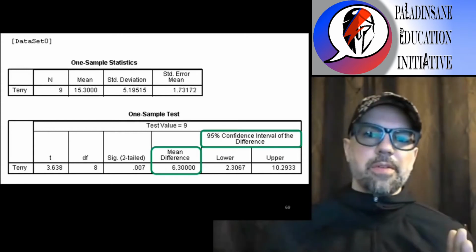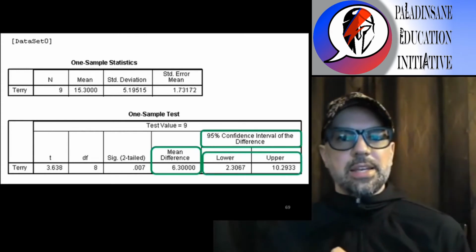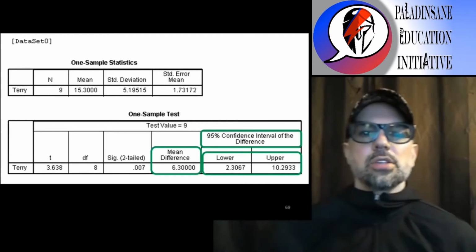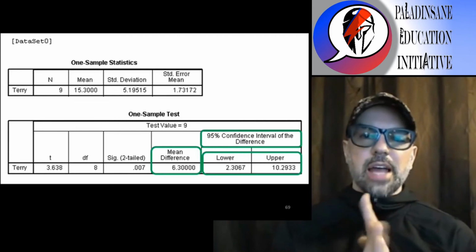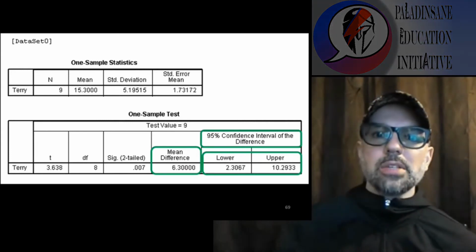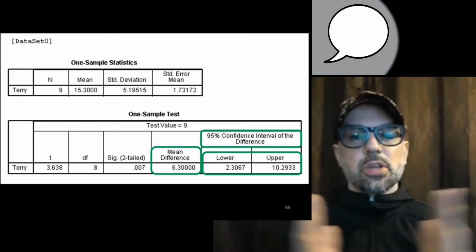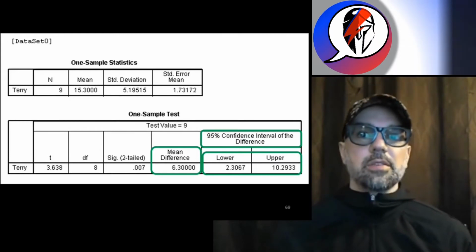So your mean difference should say 15.3. Your lower and upper values should say 11.3 and 19.29. So we have the center portion. That's your mean difference, that's your point estimate, 15.3. Then we have the lower bound and we have the upper bound. So we have all the information that we need for our confidence interval.